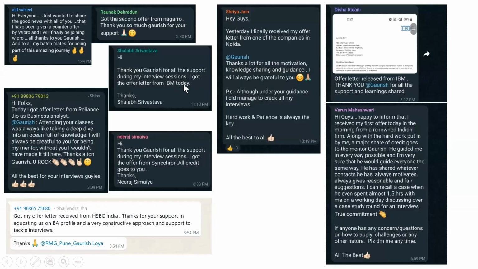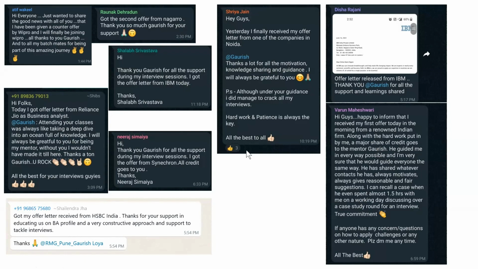Thank you, Gaurish. I got an offer from IBM today. I have taken an offer from Reliance as Business Analyst. This is from HSBC. This is from Synchron. This is an offer from one of the companies in Noida. Again, guys, I'm sorry I'm showing the name here as well. This is someone who finally got a joining letter from a company, Nagarro. Then this guy joined Barclays, I think.